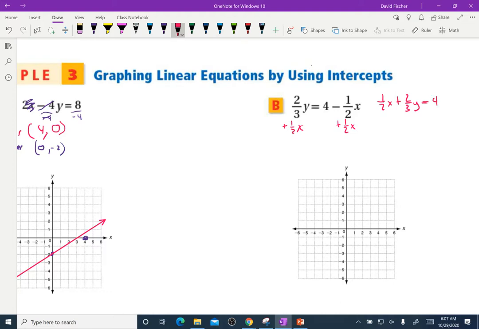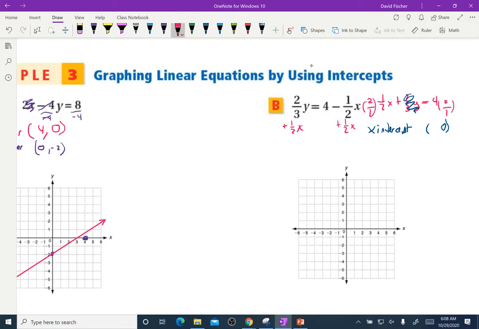Now if I plugged in a 0 for my y, because I want to find my x-intercept. So to do that, I want to put a 0 in for my y. If I do this, my y goes away, because 0 times 2/3 is 0. Now to get my x by itself, rather than dividing it by a half, I want to multiply by 2/1. We learned that earlier this year. Because when we're dividing with fractions, we're going to flip and take the reciprocal anyhow. So over here, 2 times 4 is 8.